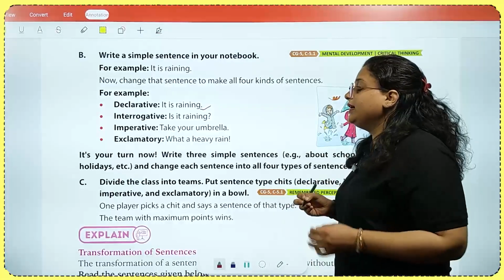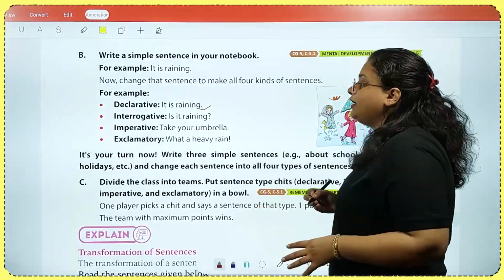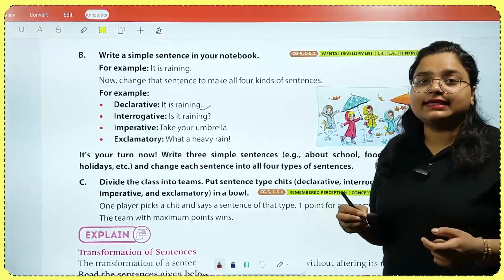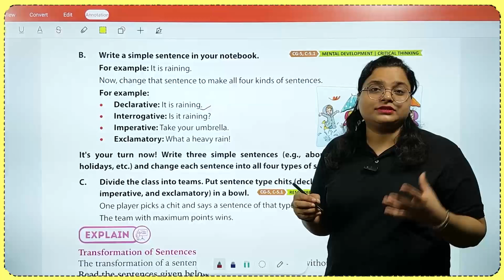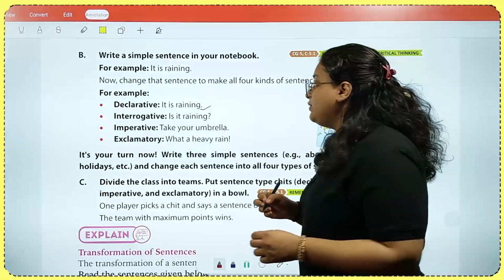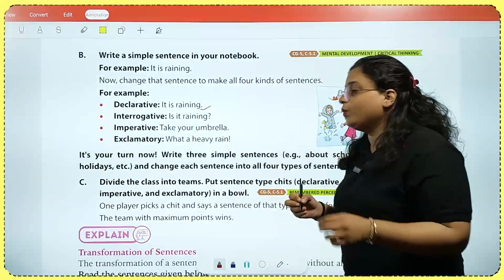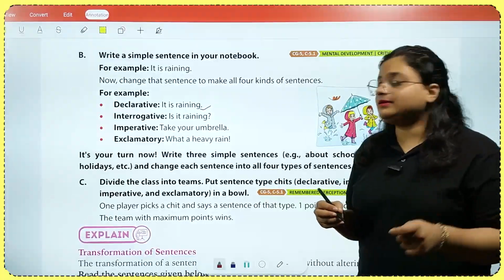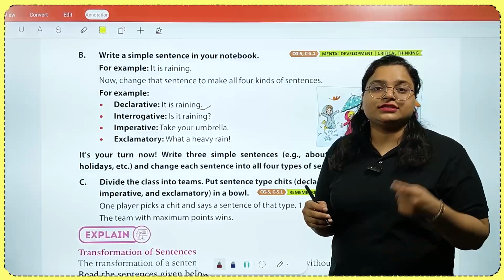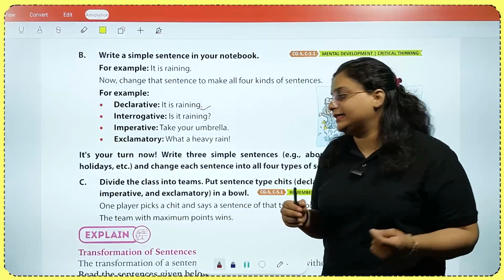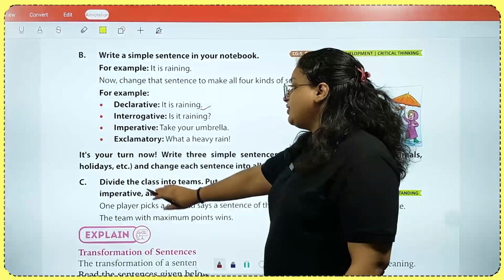This is a question. Imperative, take your umbrella. So what are we saying in this sentence? We are saying that we are ordering the other person to take the umbrella. Then we have exclamatory sentence. What a heavy rain. कितनी तेज बारिश हो रही है. So this is a sudden emotion. This is an emotion of surprise. Okay. So now it's your turn.